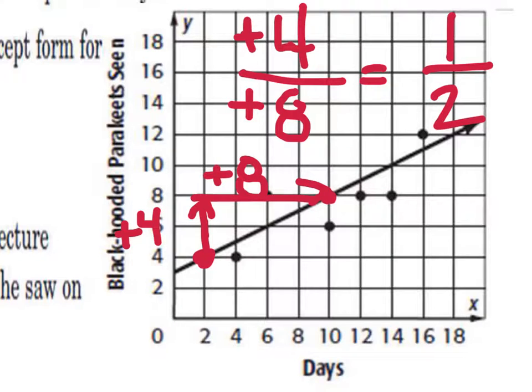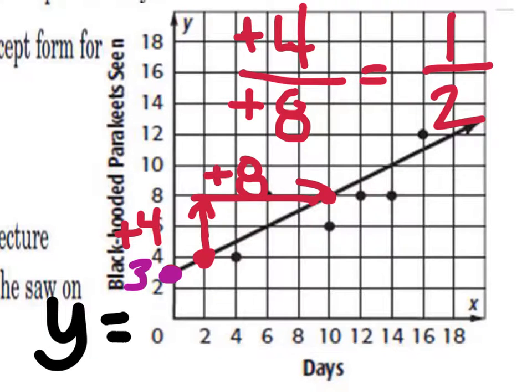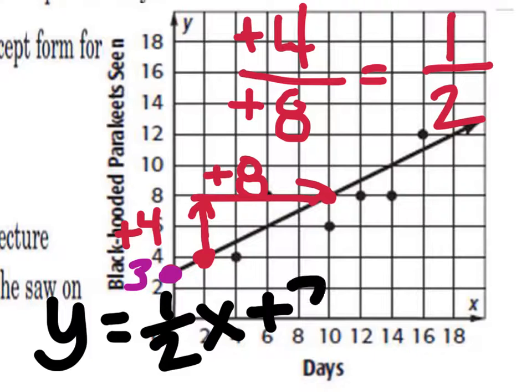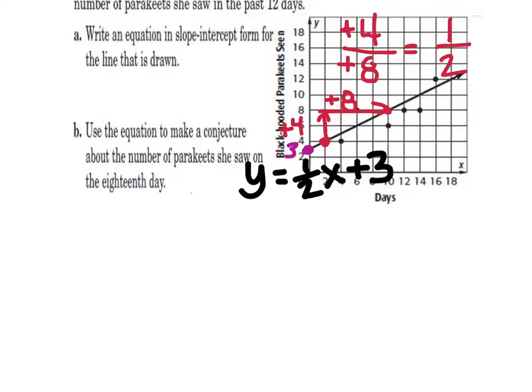Next thing we want to do is find the y-intercept, which is right about in here. Yeah, that's 3. So to write the equation for this, we've got y equals 1/2 x plus 3. Very good. You could use the equation if you wanted to.